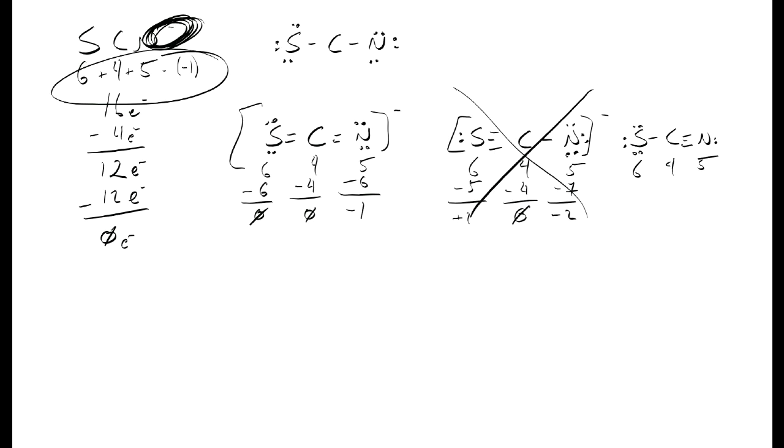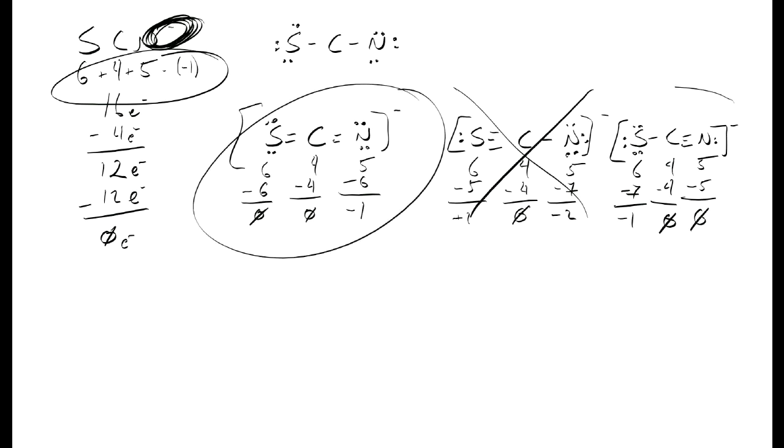Now we come over here and we look at the one on the right. Okay, we have 1, 2, 3, 4, 5, 6, 7 on sulfur for a formal charge of -1. Carbon still has 1, 2, 3, 4 for a total of 0. And nitrogen has 1, 2, 3, 4, 5 for a formal charge of 0. So they add up to -1. Huzzah! Okay, now the question is, which one is better? Triple bond on nitrogen or a double bond on each of them?